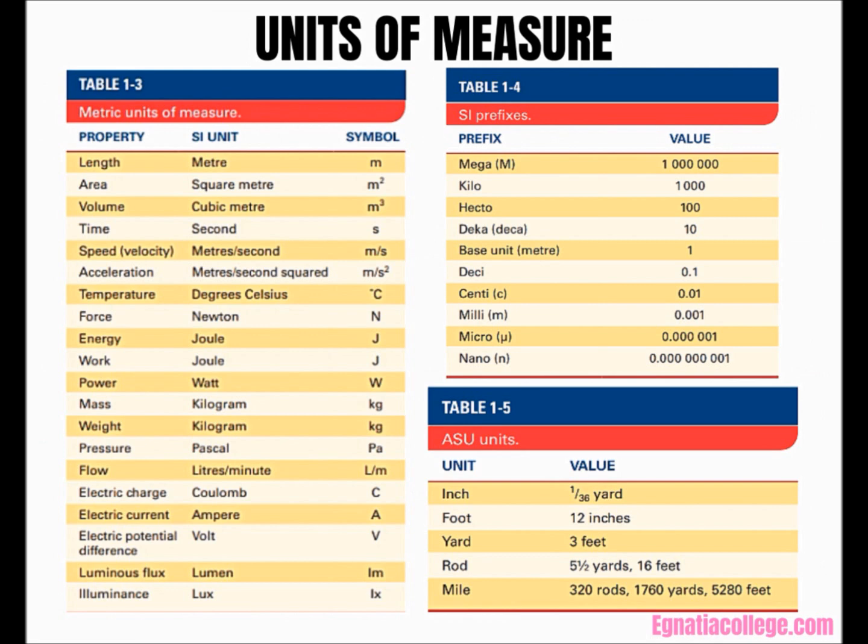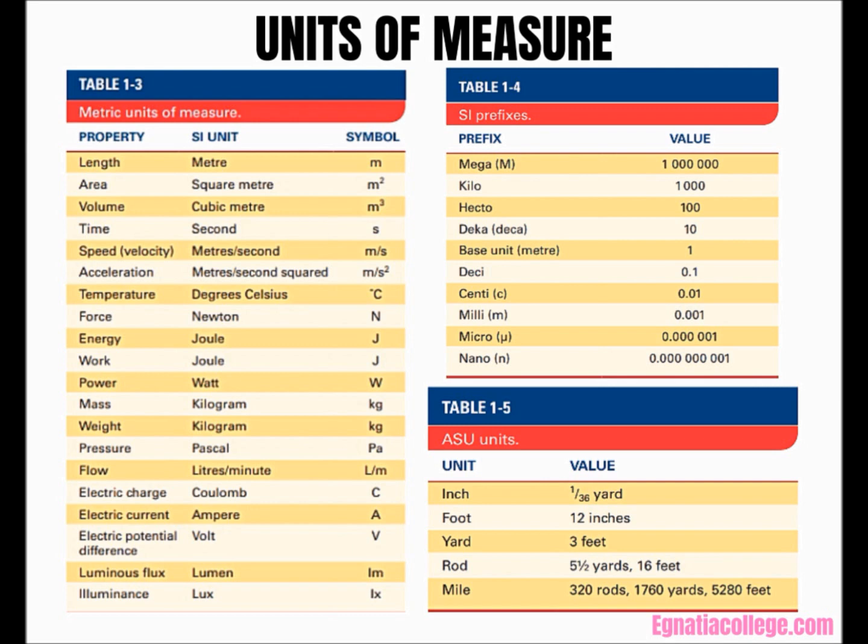Units of measure. Two common systems of measurement are used in Canada. The International System of Units, abbreviated SI from its French name, Système International des Unités, or metric, and the American Standard Unit, ASU, which uses inches and pounds. Although SI is the official system of measurement in Canada, the ASU system is widely used.